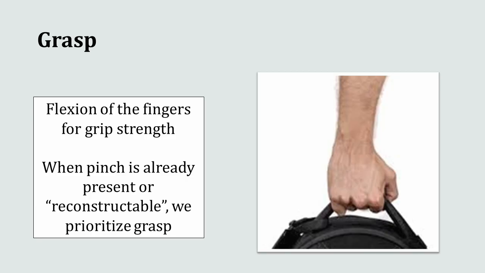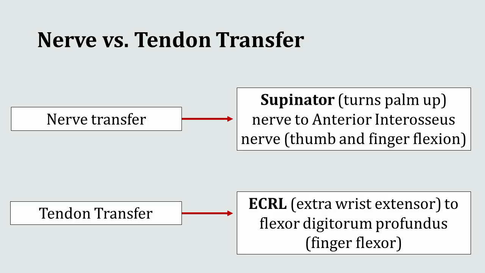So grasp, our final priority. Flexion of the fingers for grip strength. So this is for grasping much heavier objects. And so when pinch is already present or it's reconstructible through other means, we can prioritize grasp. And again, there are nerve transfers. We can do that supinator to anterior interosseous nerve to do both functions, both thumb and finger flexion.